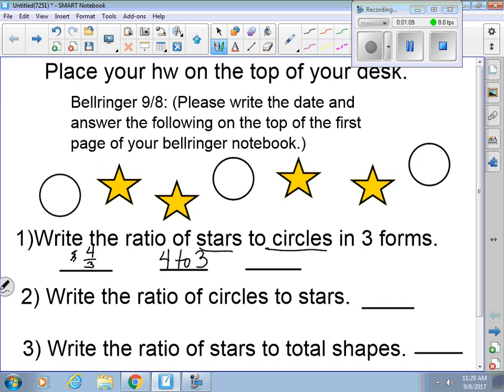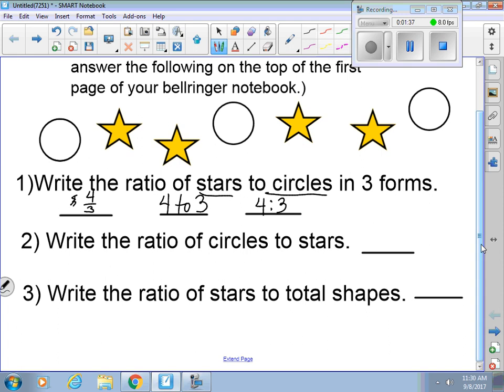And the last form, Michael? 4 ratio 3. Okay, and actually you use a colon there, and that is the ratio form of that. So you remembered that. Nice job. Why would it be wrong to write 3 to 4? Why would that be wrong, Jacob? Because you need to do it in the order the sentence says. Very good. And this one says stars to circles, so we have to put the number of stars first.